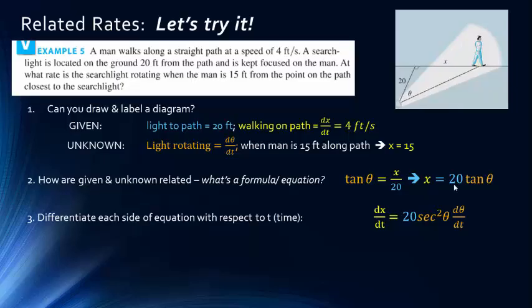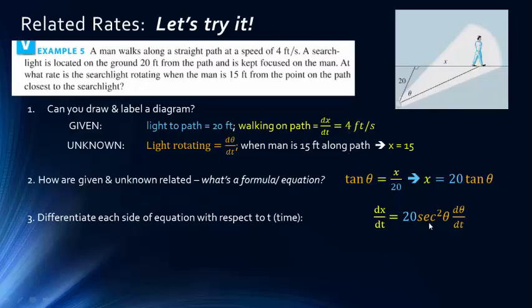dx dt, one thing we didn't say is what we're looking for. Oh yes, we did. We're looking for d theta dt, sorry. So dx dt equals 20 times the derivative of tangent. Now notice this is going to be a chain rule. We're going to do the outside, which is the tangent of the function. The derivative of tangent is secant squared theta, and then the derivative of theta is d theta dt, with respect to time. Okay? So we do know what dx dt is. That's been given to us.